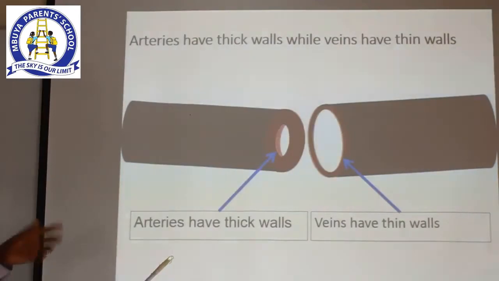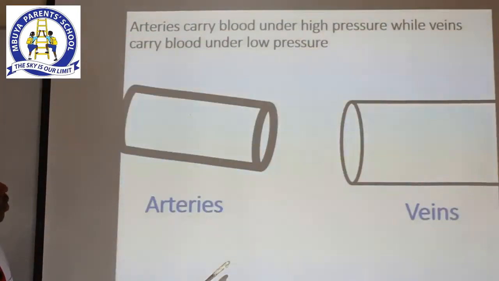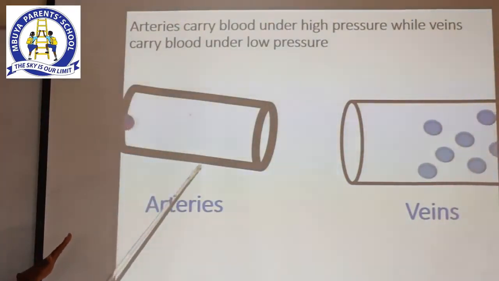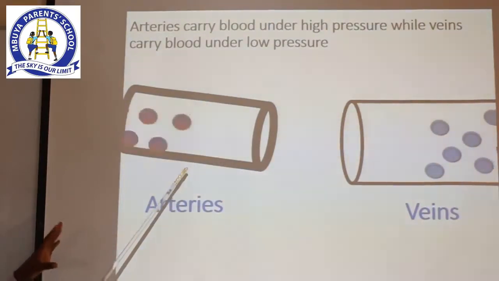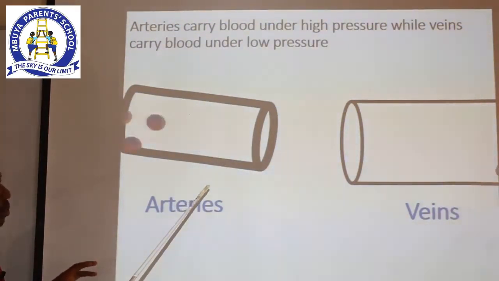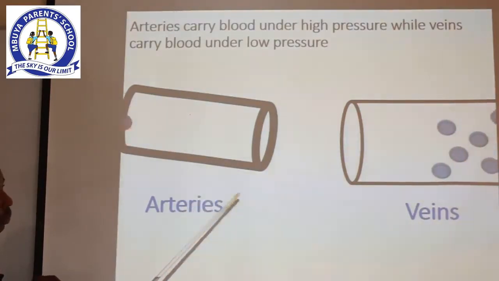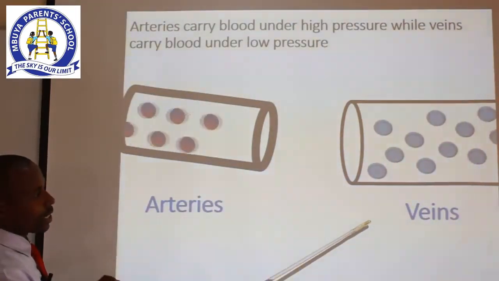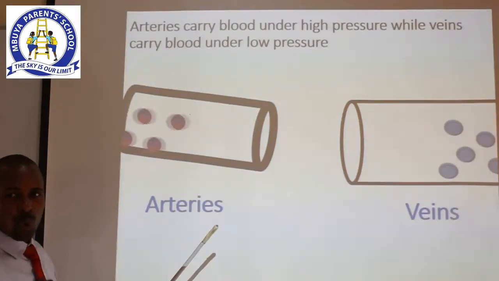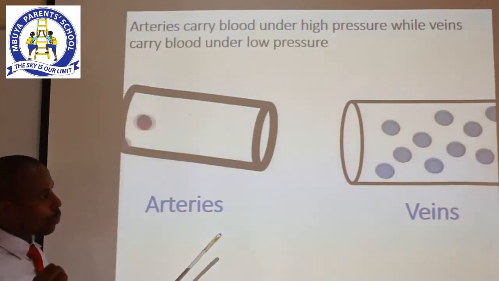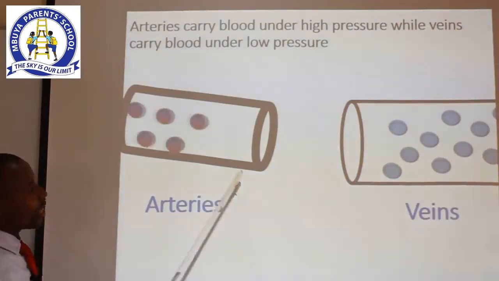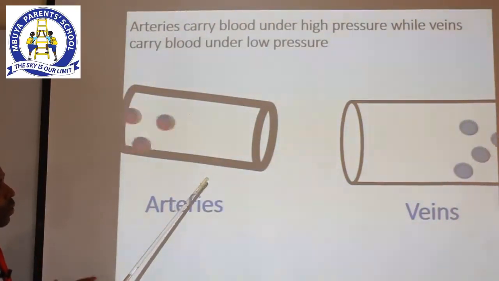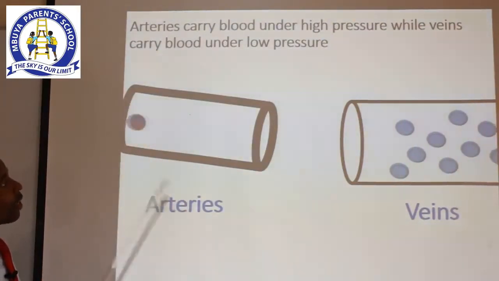I've talked about the pressure of blood. This one is showing the blood flowing. In case an artery is damaged, blood spurts out. But if a vein is damaged by accident, you find that the blood comes out oozing slowly by slowly. The reason is that the blood in veins is at a low pressure and the one in arteries is at a greater, or higher, pressure.